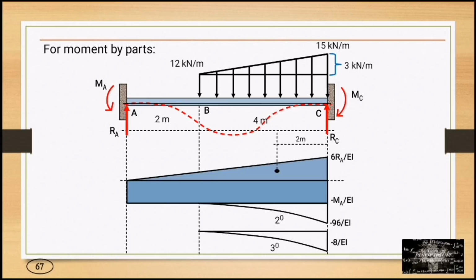For centroids, for 6 RA over EI, we have 2 meters from point C. For negative MA over EI, we have 3 meters from point C. For negative 96 over EI, we have 1 meter from point C. For negative 8 over EI, we have 4 over 5 meters from point C. Okay?